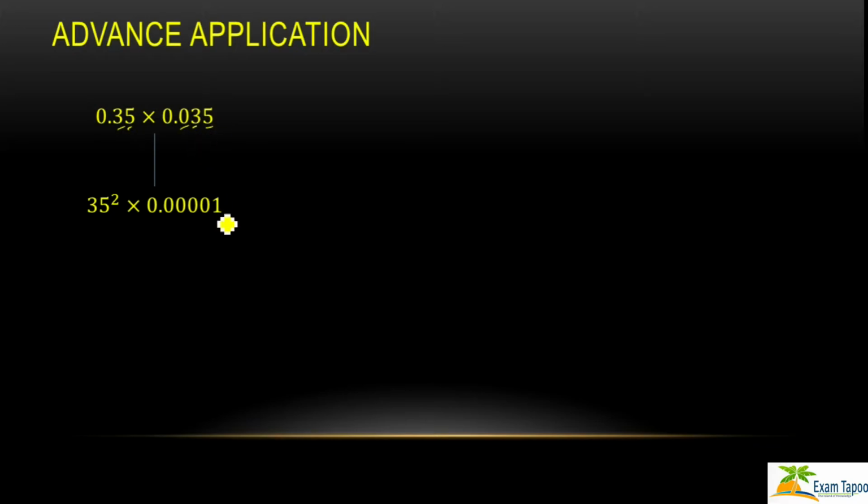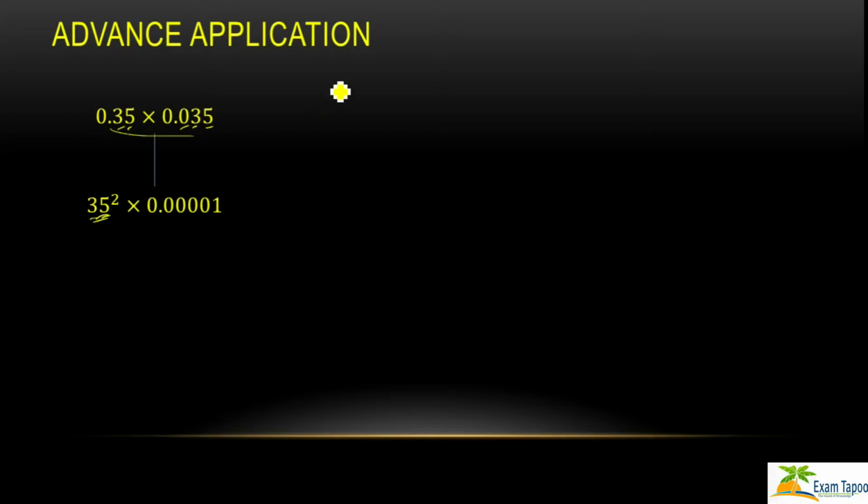So we have 5 places as decimal. So square of 35 times 0.00001. It means I have to calculate the square of 35 here and multiply it by 0.00001, and I will get the result of this calculation. Okay. So how to calculate the square of 35?